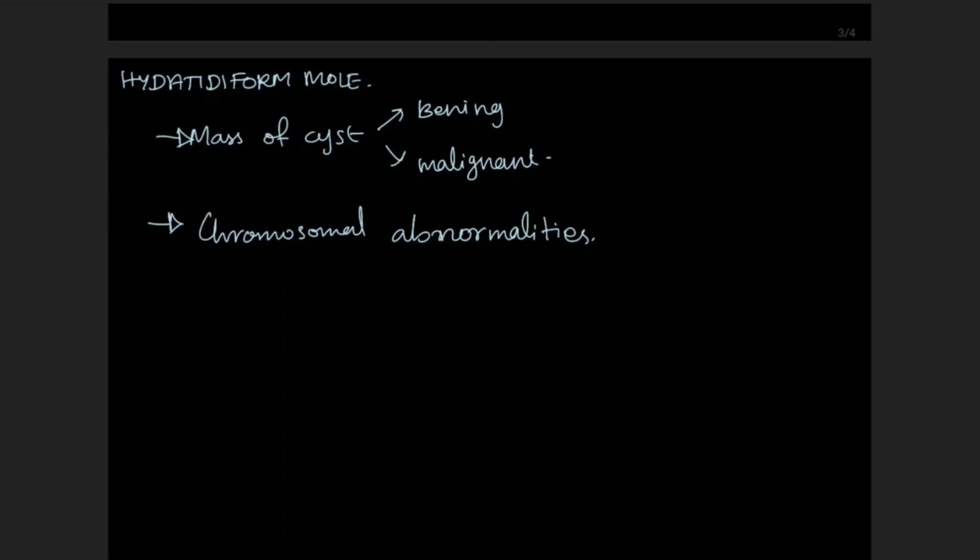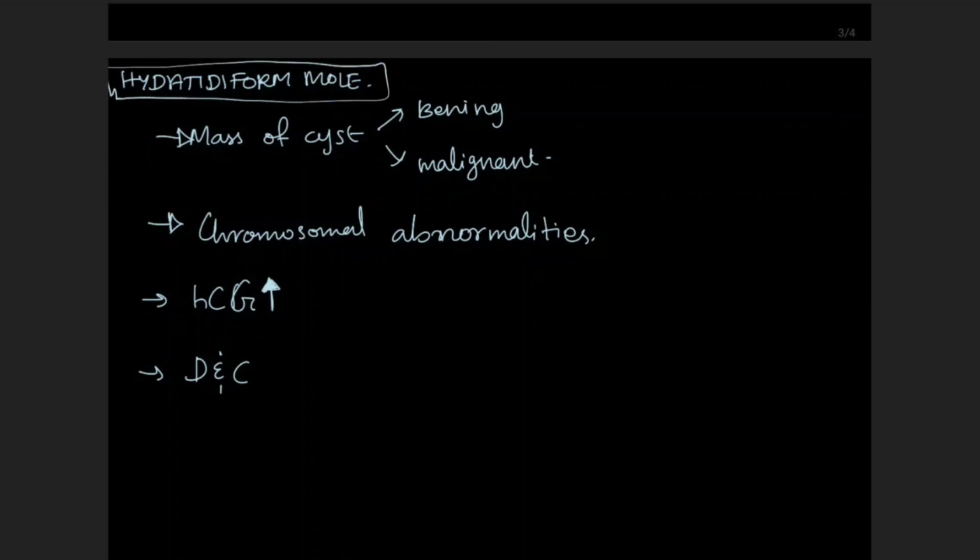Okay, and these moles actually secrete a very high amount of human chorionic gonadotrophin, which can be used for the diagnosis of this particular condition. Also, we can use a D&C procedure, or the dilation and curettage procedure, to both diagnose and remove the cyst from that affected individual. Okay, so this is about the hydatidiform mole.